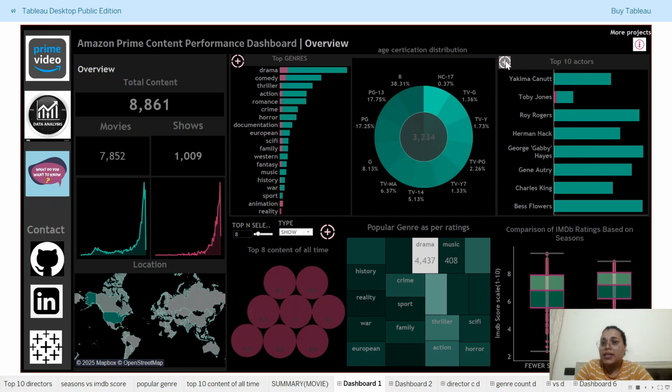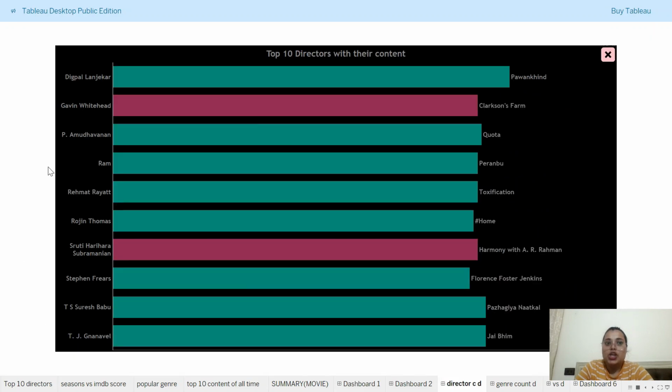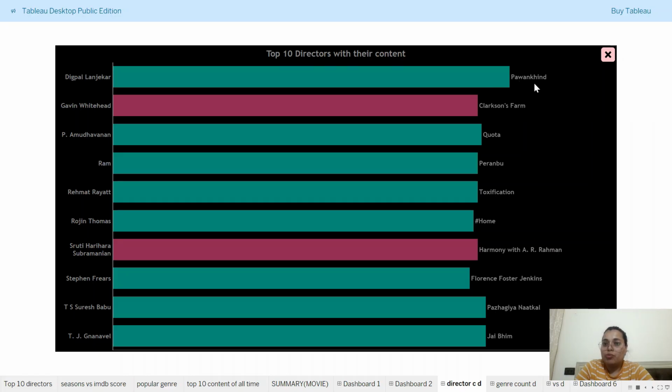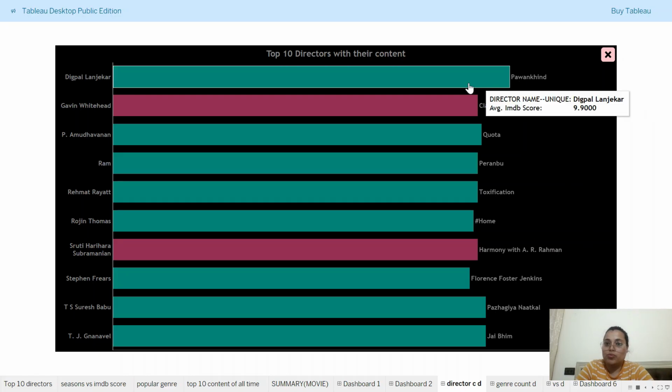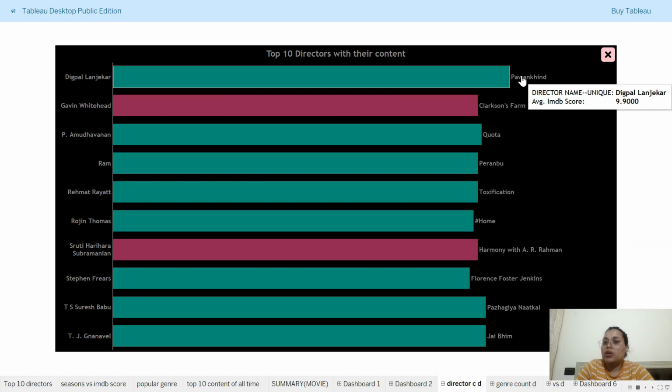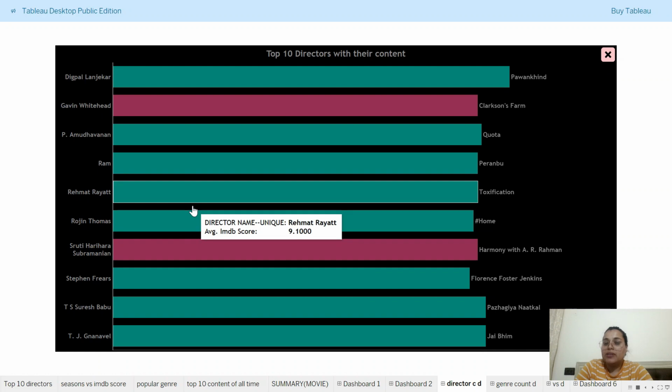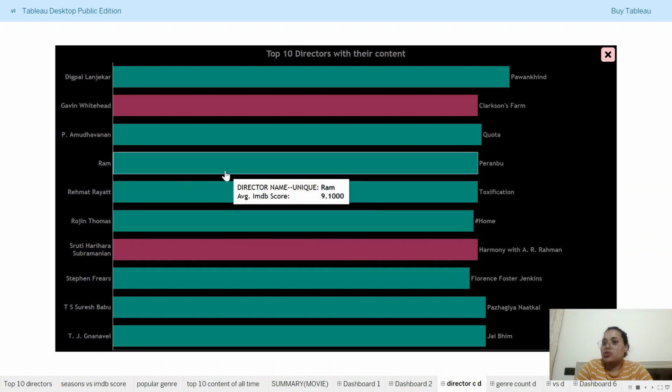Okay. There is one more dashboard for the directors. We can see that Dikpal Lanchekar has one of the highest ratings as per IMDb, and this is Pavan K Hind. Basically, this is a Marathi movie. If you saw the movie, this was the Marathi movie. It was a commercial success across the globe, right? So it is one of the top 10 directors as per the IMDb movie database, right? So we can have more content from these people, so people will follow the content over the OTT.